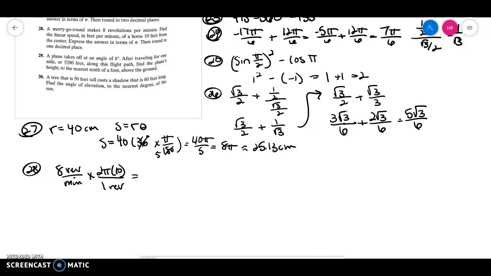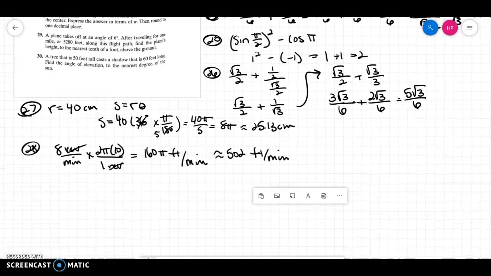And so this really is just dimensional analysis. 8 times 2 times 10 would be 16 times 10, or 160 pi. And that was in feet per minute. As a decimal, if I want to take 160 pi in my calculator, that gives me about 502 feet per minute. And so, again, some new formulas, some old formulas, just recognizing what that all refers to.